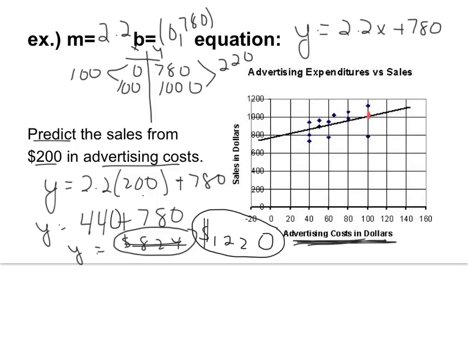So that would be your sales in dollars. I caught my mistake by taking a look at the graph. I thought, that seems a little low, because if I'm going for $200 in advertising costs, that would be beyond my graph out here somewhere with 200. And so for it to only be $824 doesn't fit with the rest of my data. It should be increasing. So it should be somewhere out here. And so it makes more sense that it's 1220. Okay.